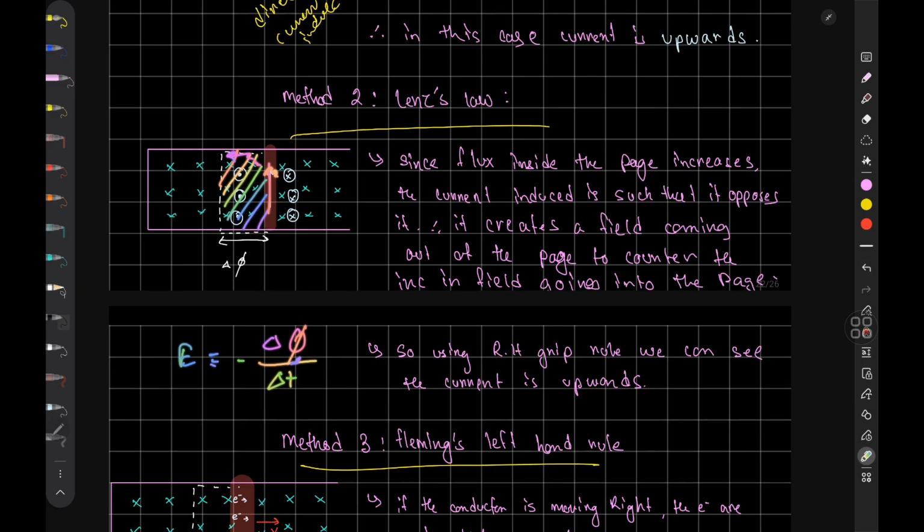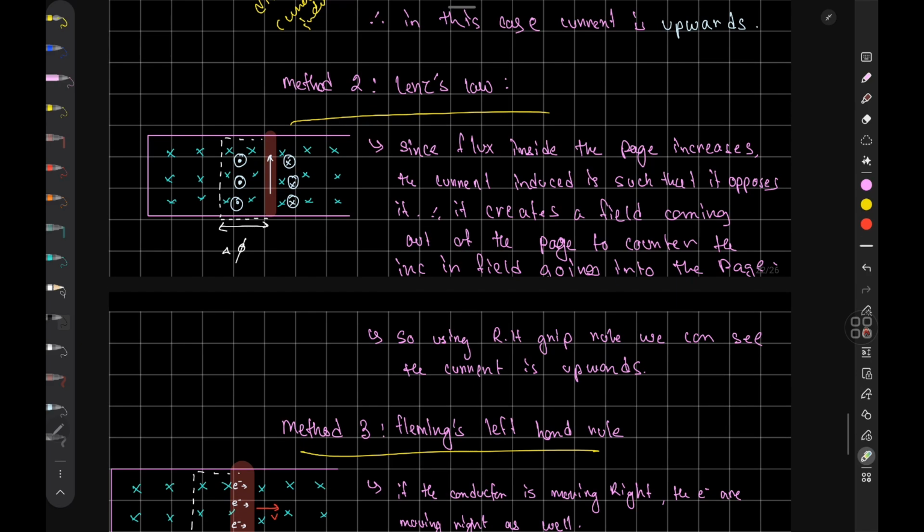Basically, to oppose the change causing it. So the change is a change in flux into the page, and the current induced in it will be such that it produces a magnetic field out of the page on this side. So basically it is going out of the page and then into the page, out of the page, then into the page. This is how the magnetic field would look around the conductor.